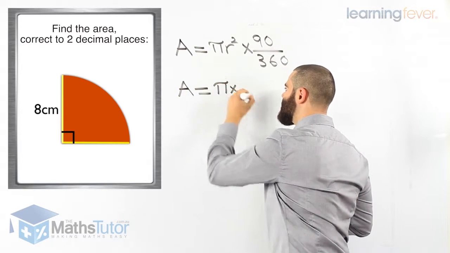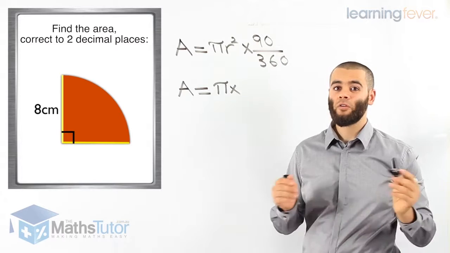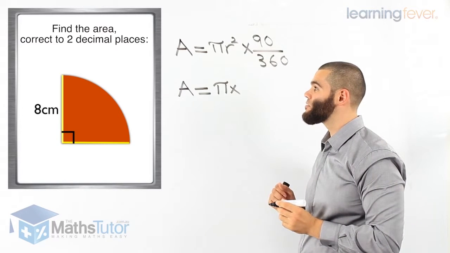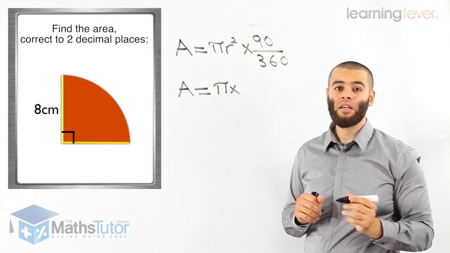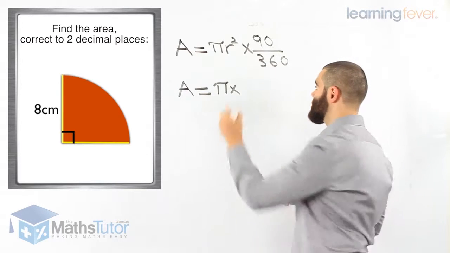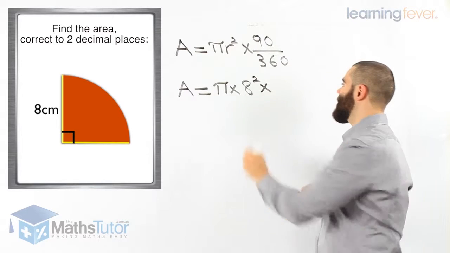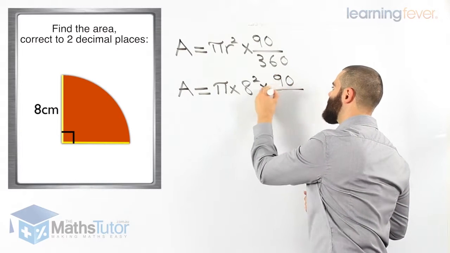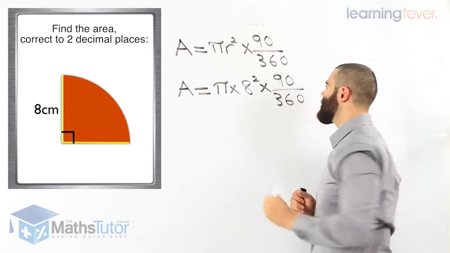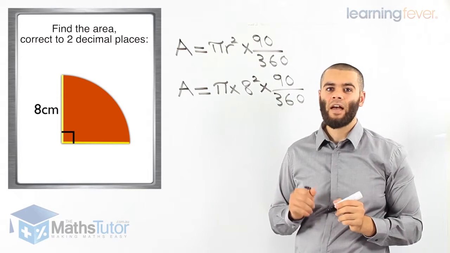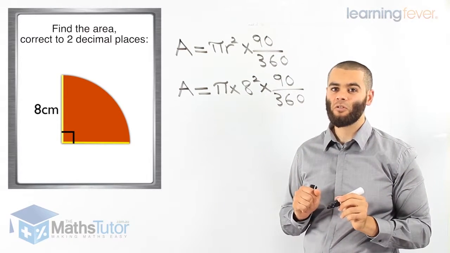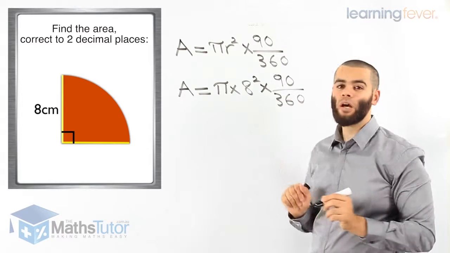Pi times, what is the radius? The radius is 8. We can see it's marked in yellow there. 8 centimeters is the radius of this circle. 8 squared times 90 out of the 360. We only want 90 degrees out of the total 360 in the circle. This is the fraction that we are working out.